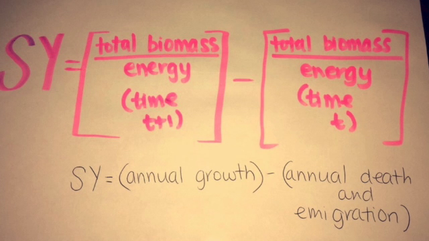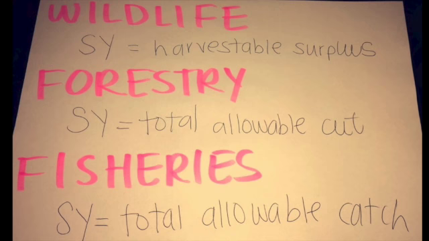Sustainable yield can be calculated by the following formula. The first part is total biomass at time t plus 1 minus total biomass at given time t. Also, sustainable yield can be calculated by the annual growth minus the annual death and immigration.